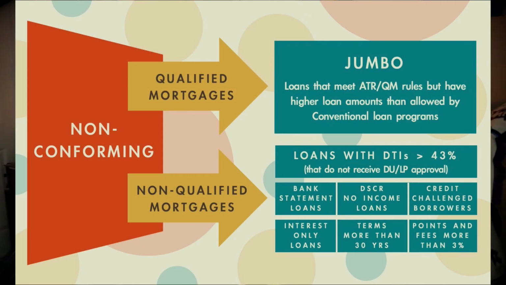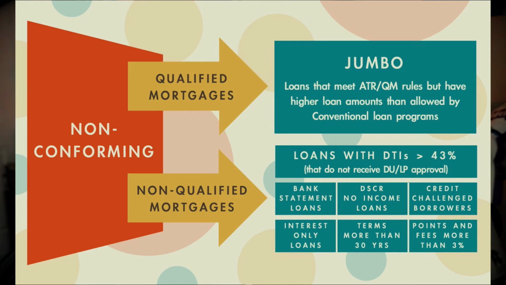True non-QM is when you get into non-qualified mortgages. Every non-qualified mortgage is a non-conforming loan, but not every non-conforming loan is non-qualified. As we saw with those jumbos, you can have loans that meet QM standards, but still fall into that greater, larger non-conforming bucket. In non-qualified mortgages, these are the loans that do not meet all of the ATR QM standards. So you're going to be looking at loans with DTIs over 43% that do not receive DU or LP approval.